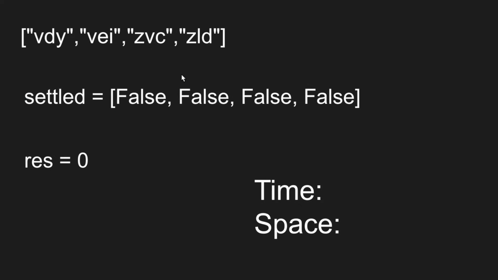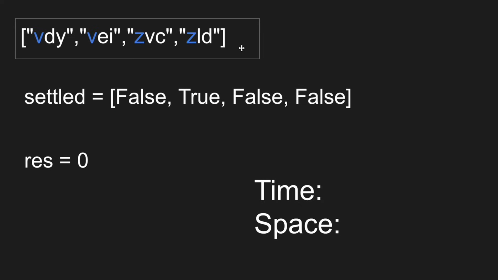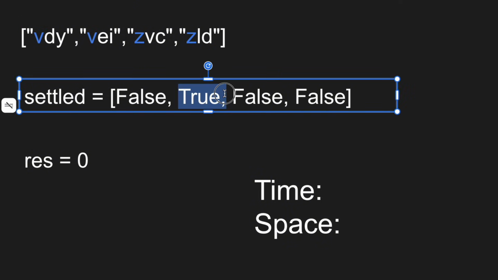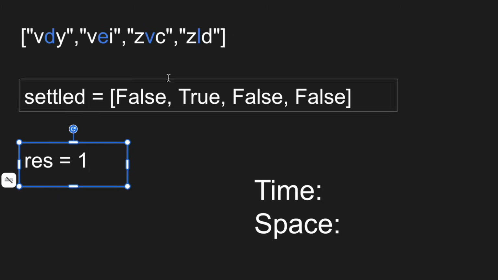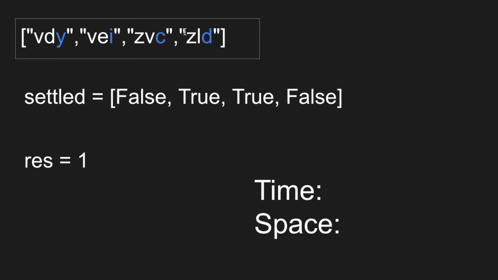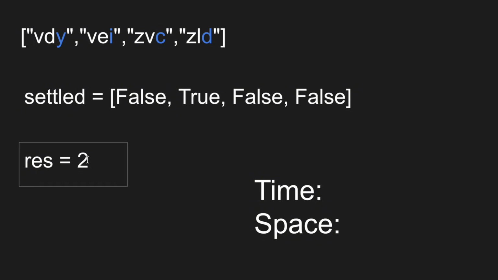So let's go over this example real quick. At the first index, it's in order, so we don't need to increment the result, but V comes before Z, so we can change this to true since this row has been settled. Now we go to the next column. D comes before E, that's fine. E comes before V, that is fine, but V comes after L, so that's false. So now we need to increment the result by 1 because we need to delete this column. And we come to the last column. We see that Y comes before I, so we also need to delete this column, so we increment to 2.